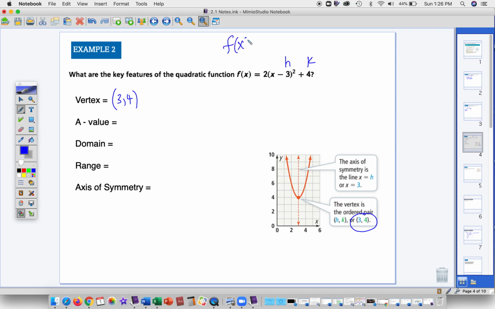It's f of x equal to a times x minus h squared plus k. So when this is a minus, the h value is the +3. If this were a plus, then the h value will be a negative. So our vertex is 3, 4, and it goes 3 to the right, 4 up. Our a value is 2. And what does that do to the graph? It's a vertical stretch.